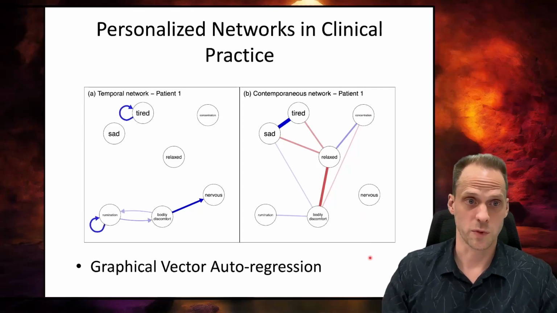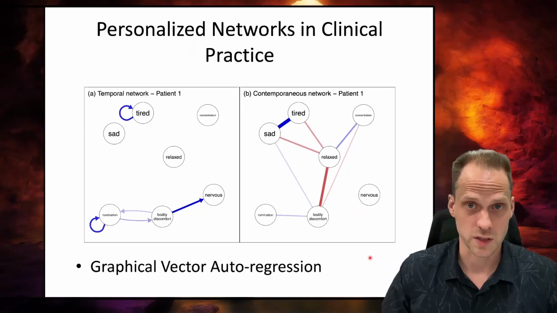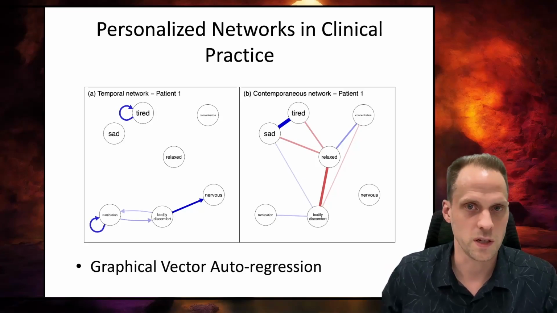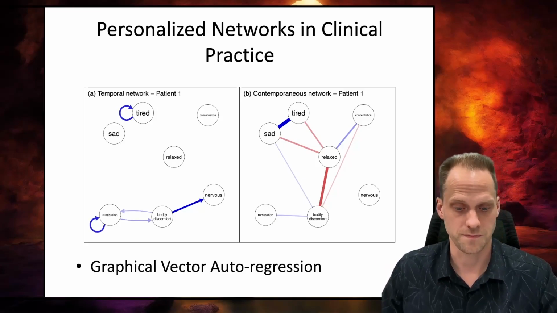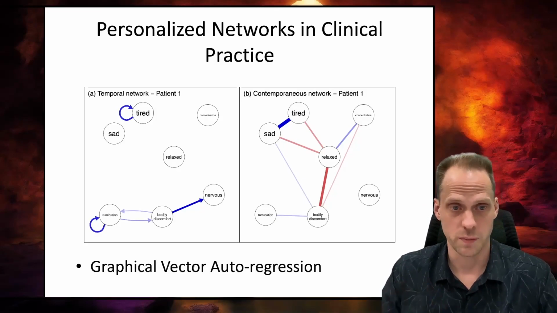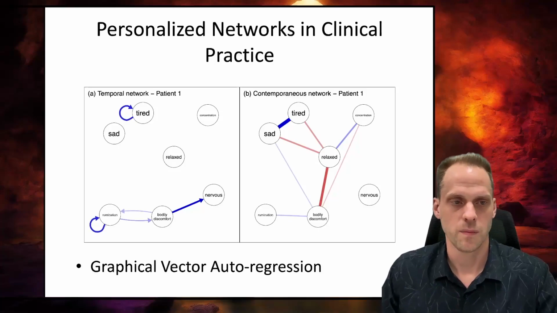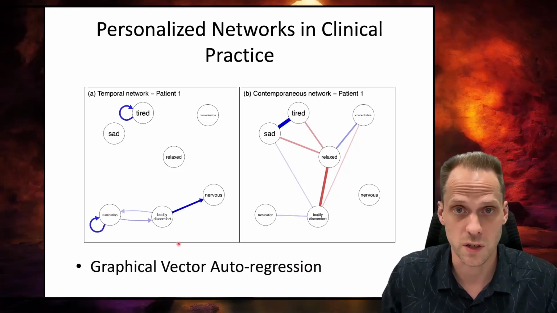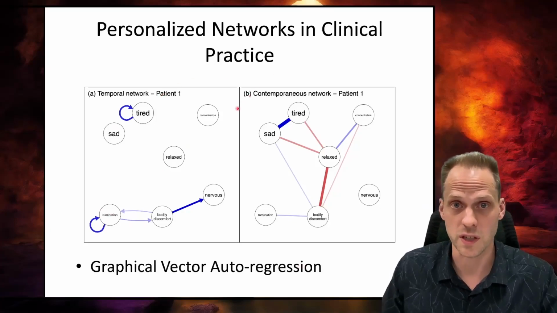So this is what it looks like in practice. This is a network structure that is estimated from a patient in a clinical setting, where we administered a small questionnaire for several weeks on this patient, and the patient filled it in. Then we can estimate these network structures afterwards using graphical vector autoregressive techniques.